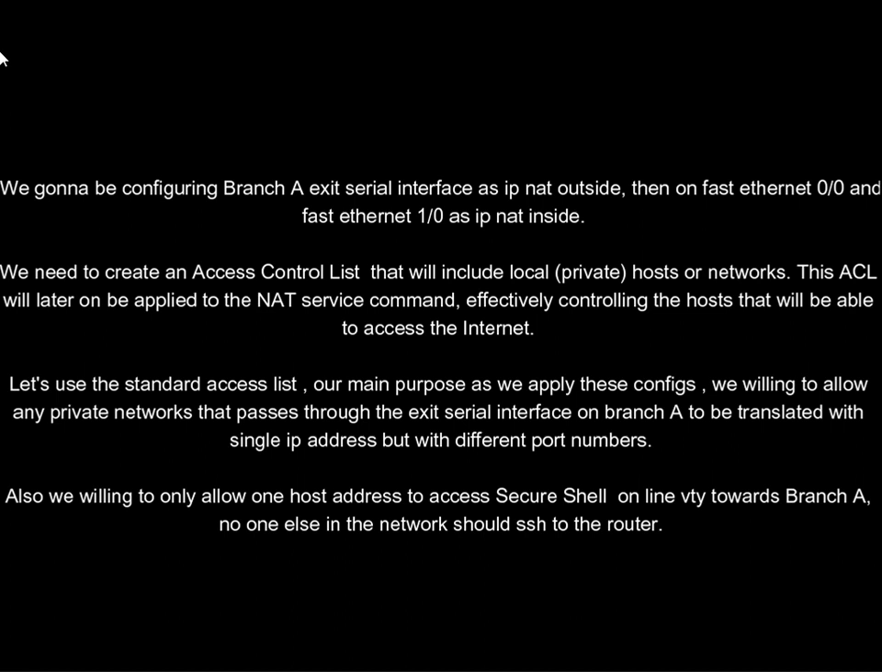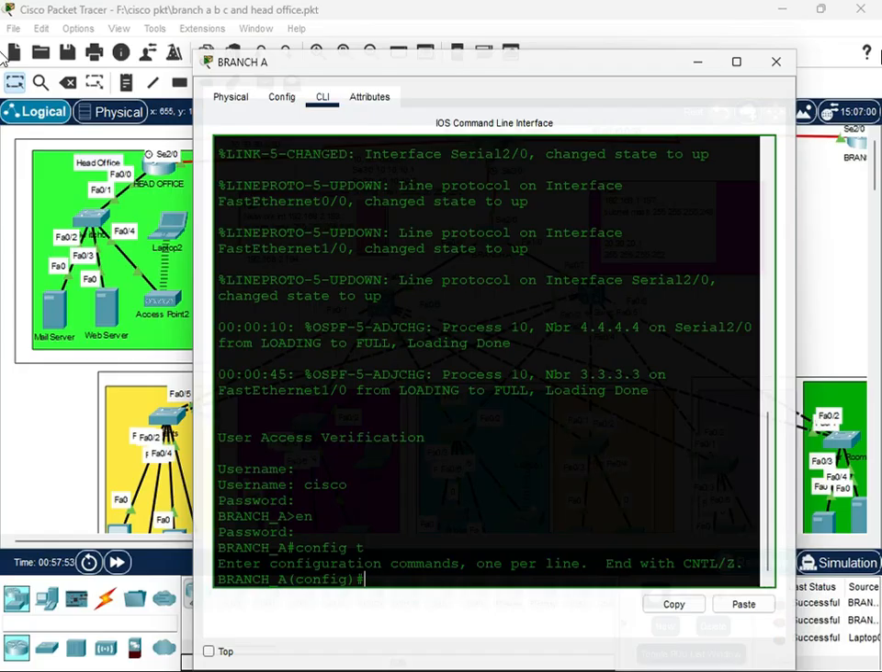Our main purpose as we apply these configs, we are willing to allow any private networks that pass through the exit serial interface on branch A to be translated with a single IP address but with different port numbers. Also, we are willing to only allow one host address to access secure shell on the VTY lines towards branch A. No one else in the network should SSH to the router. Now let's have a look.